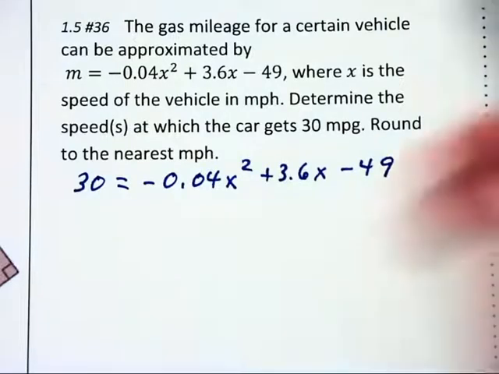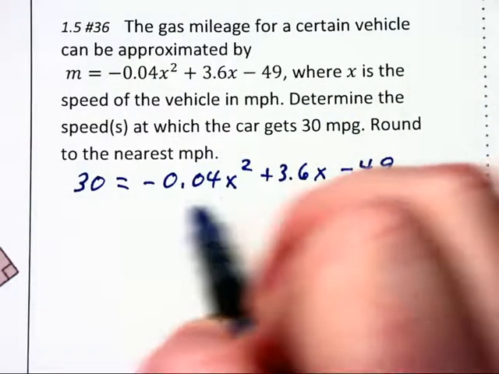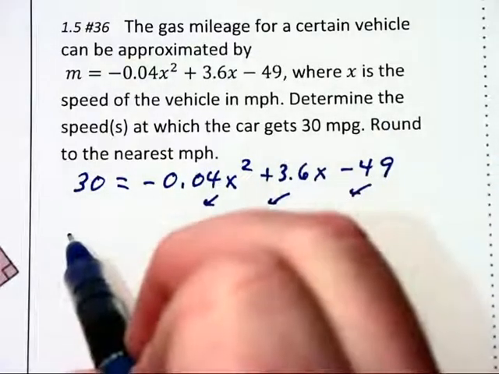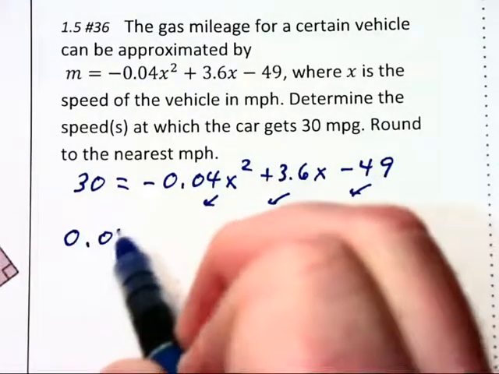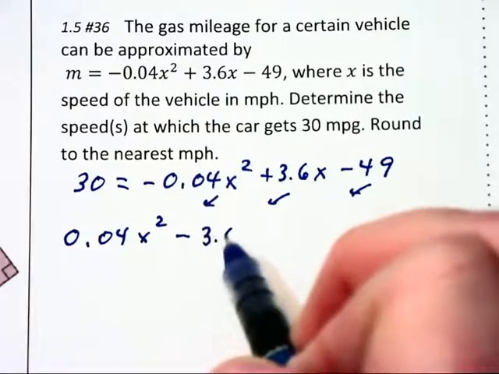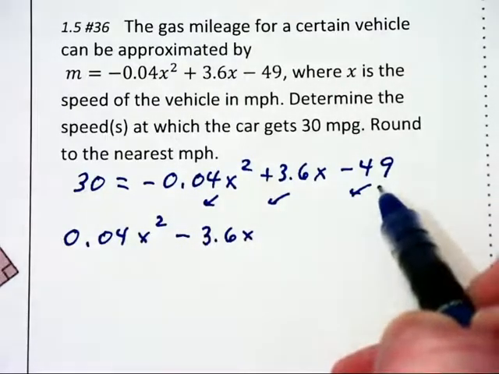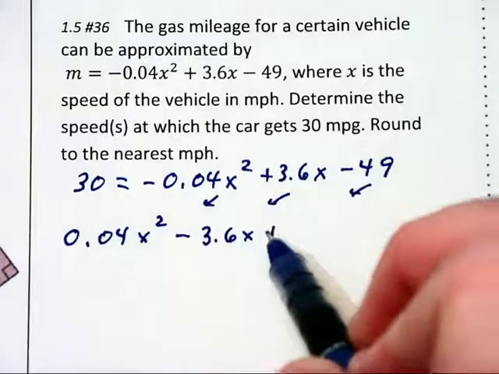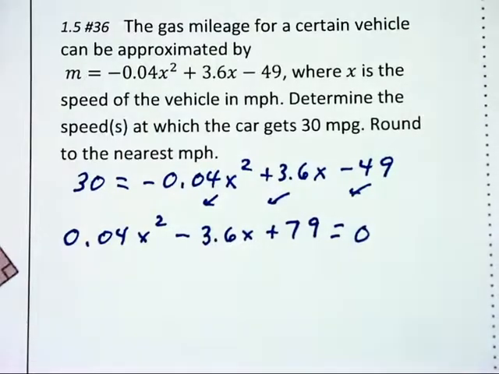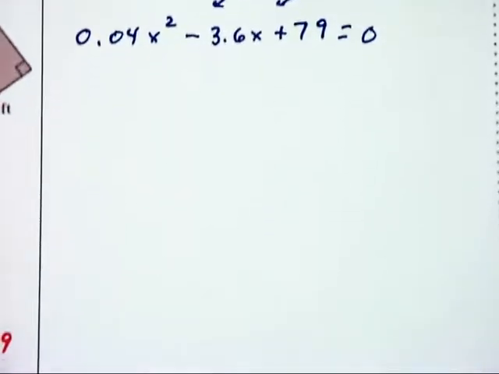Okay, we want to first get a positive x squared term. So I'm going to bring everything to the left. Rewrite that as a positive 0.04x squared, a negative 3.6x, and when I add 49 to each side, I'm going to have plus 79 now equals 0. This will become our first line of the problem.